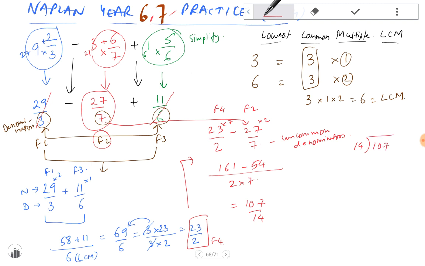So we take 107 divided by 14. You know 14 times 7 is 98, and we're left with 9. So we can finally come up with the answer, where the answer would be this.